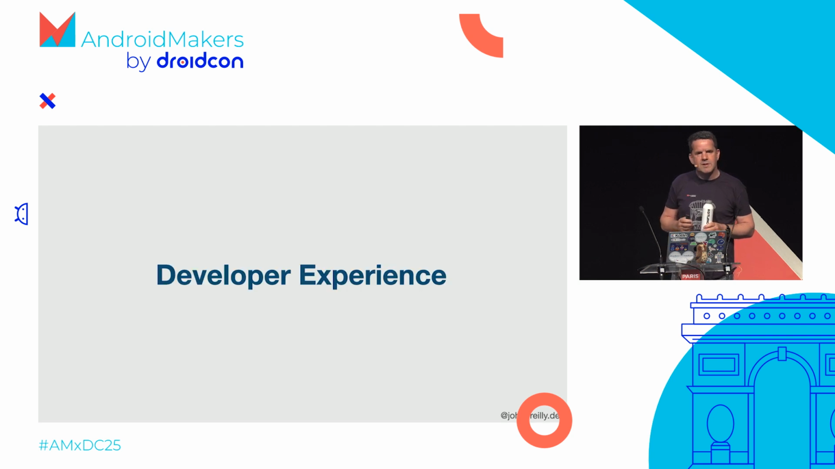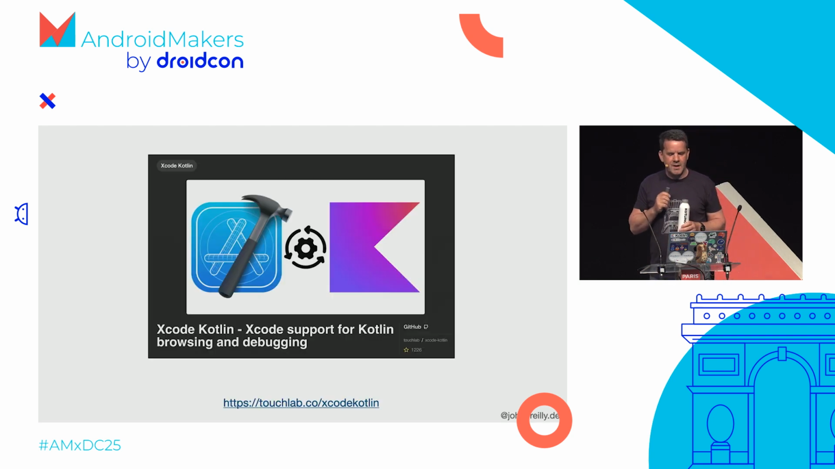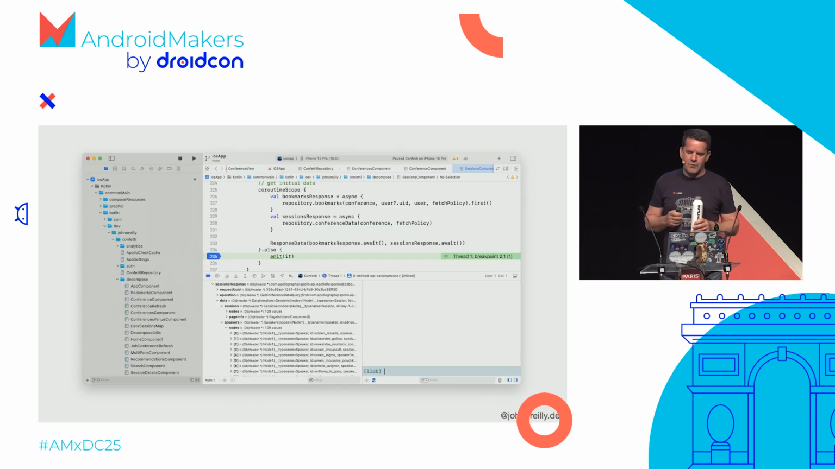Next up, a few items related to developer experience. Yet another TouchLab tool that I'd recommend using is Xcode Kotlin. This is a plugin that allows browsing and debugging Kotlin code from within Xcode. Here we see, for example, a case where we've added Kotlin source to Xcode and have been able to set breakpoints in Kotlin code and view variables, etc. Really useful tool to have.